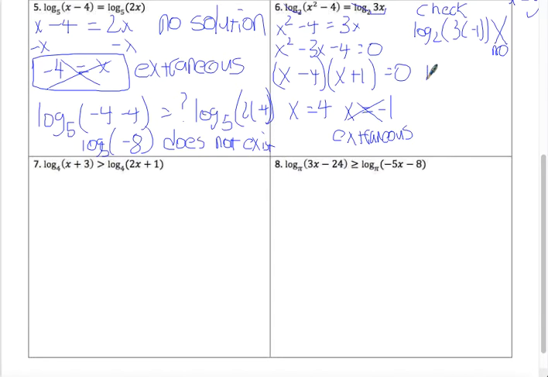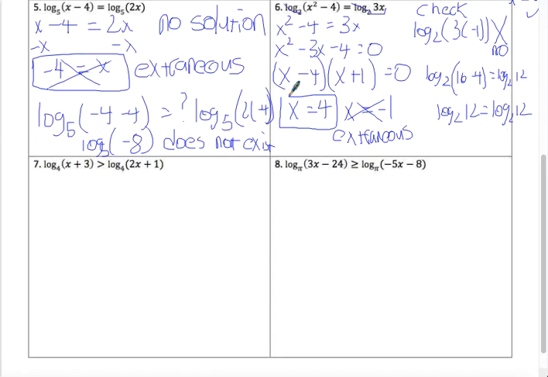And then the other one, log base 2 of 4 squared, which is 16. Does that equal log base 2 of 3 times 4, which is 12? And this one does work. Log base 2 of 16 equals log base 2 of 12. So this one we're happy. So x equals 4 is the only solution. x equals -1 is extraneous.